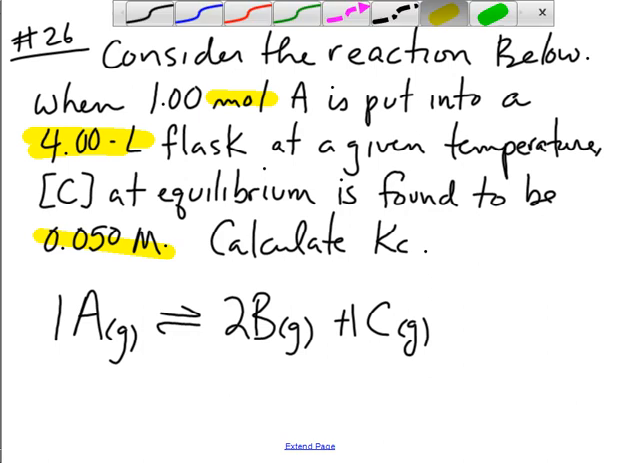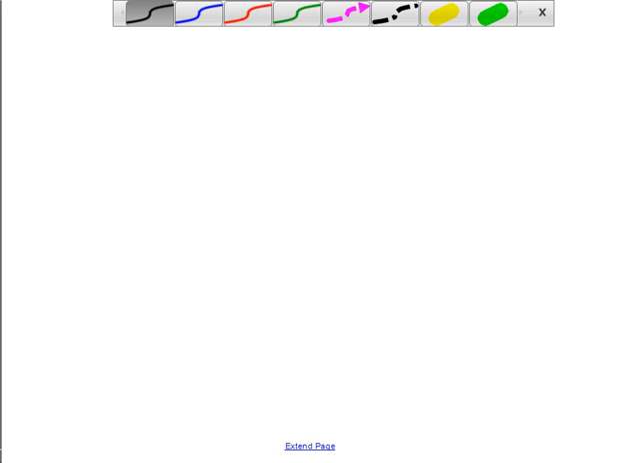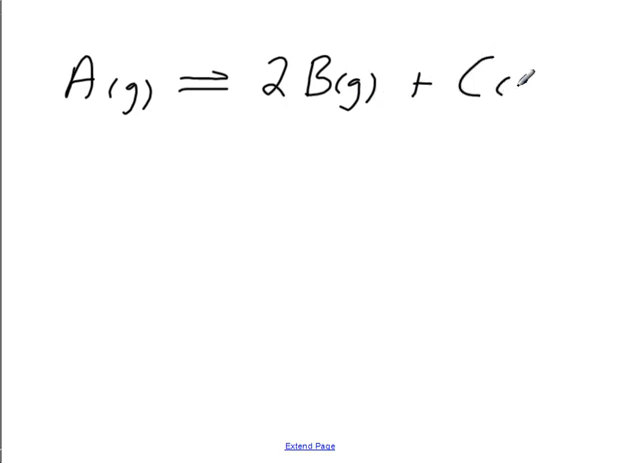So what we want to do is start a new page here, and we will start the equilibrium answer by writing the balanced equation again. So A decomposes into B and C, and we're going to set up an ICE table to solve the problem.